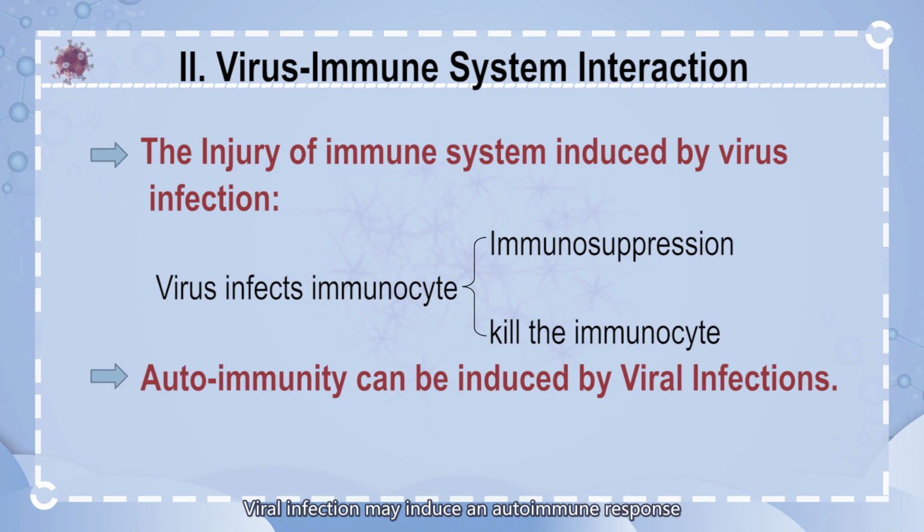Viral infection may induce an autoimmune response because the viral protein resembles a host cell protein, a phenomenon called molecular mimicry. Both viral epitope-specific antibody and T lymphocytes may react with cognate epitopes on the host proteins, which may elicit an autoimmune response.